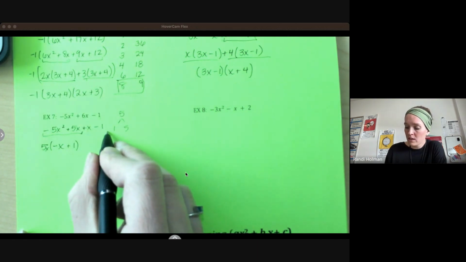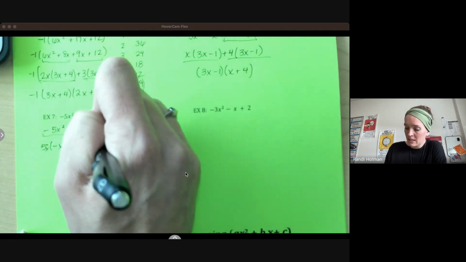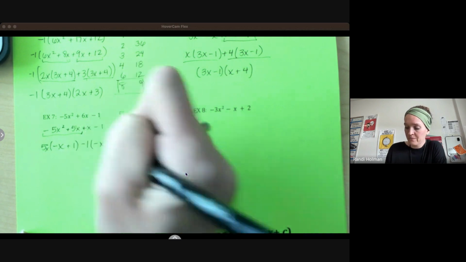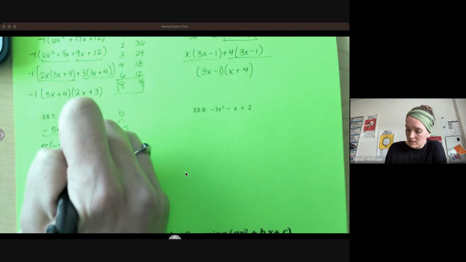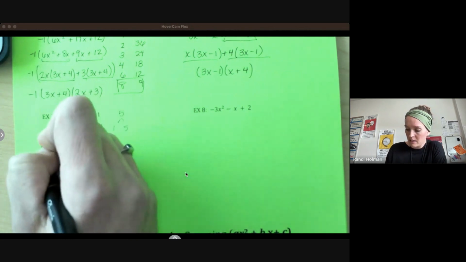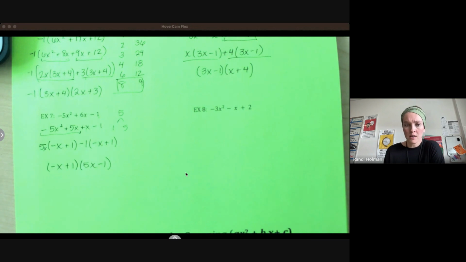Ooh, that looks really close to this. We need to take out a negative 1 to get that to look the same. Now both of those have a negative x plus 1, and this guy has 5x minus 1 left over. Okay, so keep in mind if your signs are flip-flopped, you could still be right because we could factor out a negative 1 from that whole thing as well.